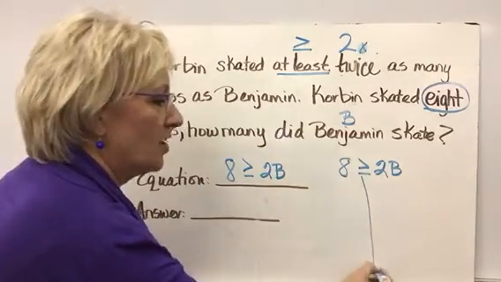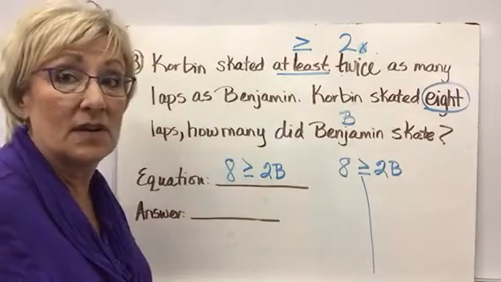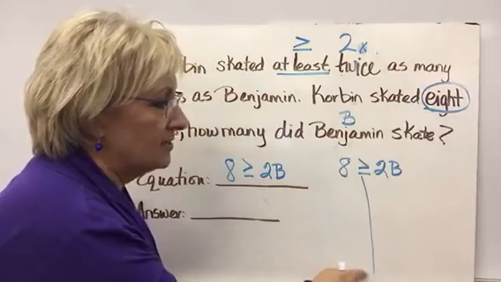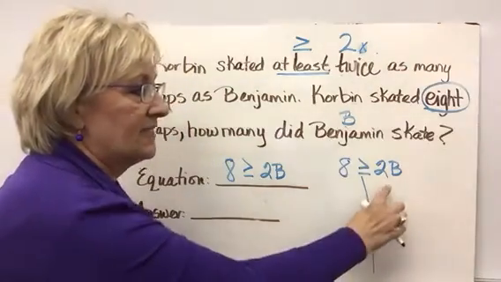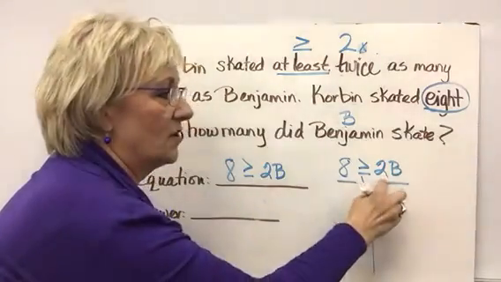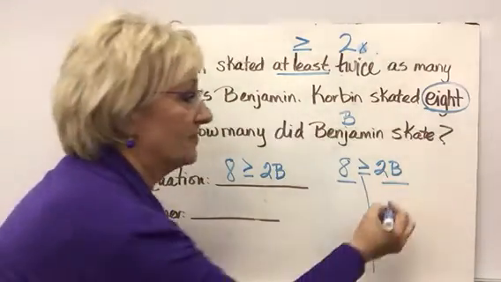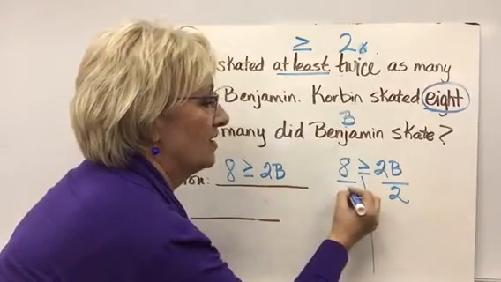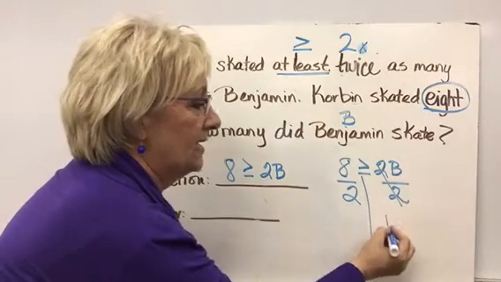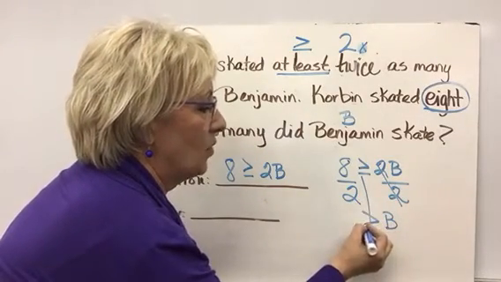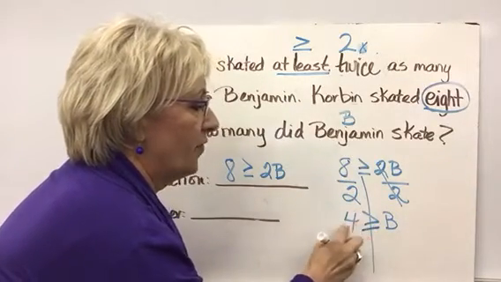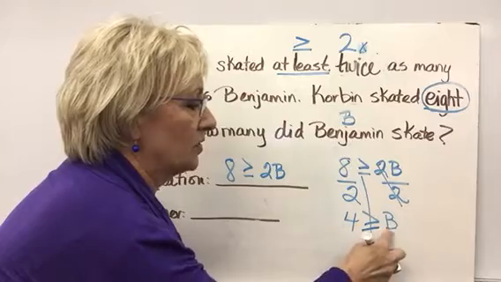Now, remember we talked about inequalities and equations can be solved the very same way. We're going to draw our line, dividing our inequality. We see that 2 is beside a B, which means it's being multiplied to B as it stands now. So in order to undo multiplication, we have to divide. So we're going to divide both of these by 2 because we want to isolate the B and get it by itself. When we divide 8 divided by 2, it's 4. So 4 is going to be greater than or equal to B.